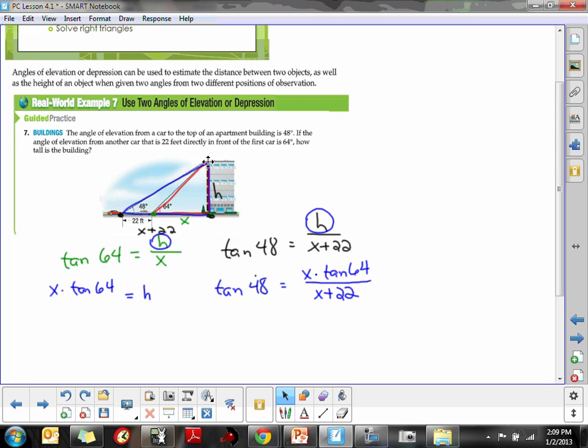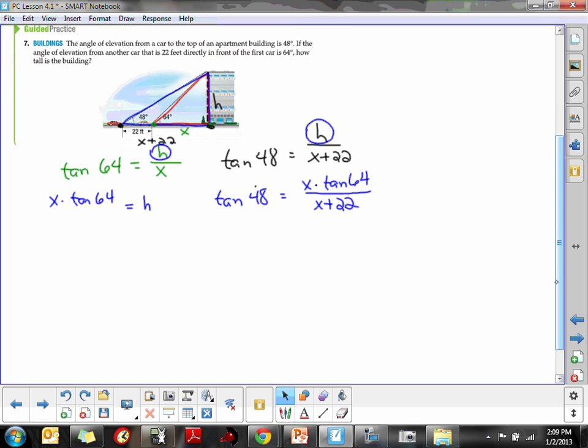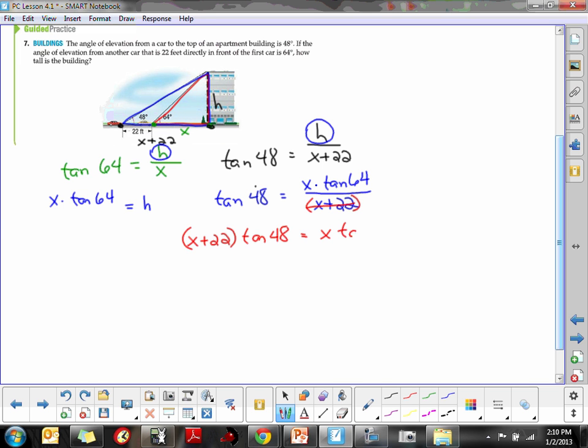Now the trick is to isolate x and solve for x. Anytime we have x in the denominator, we'd like to get it out of there. So we're going to multiply each side by x plus 22. It's going to look a little bit like some of those logarithm equations that we worked with in the previous one. Because now we have x's on both sides, we're going to distribute the tangent of 48. So it's going to be x times the tangent of 48 plus 22 times the tangent of 48 equals x times the tangent of 64.